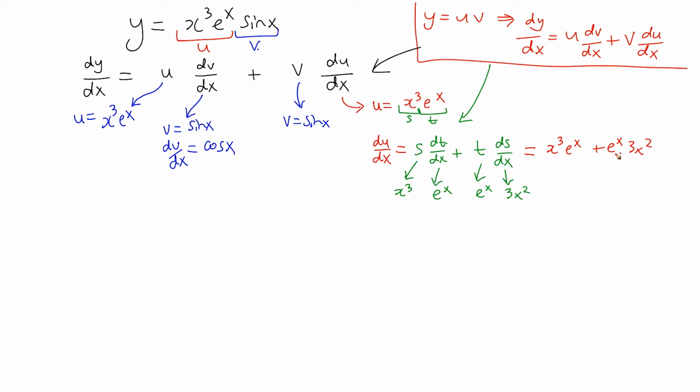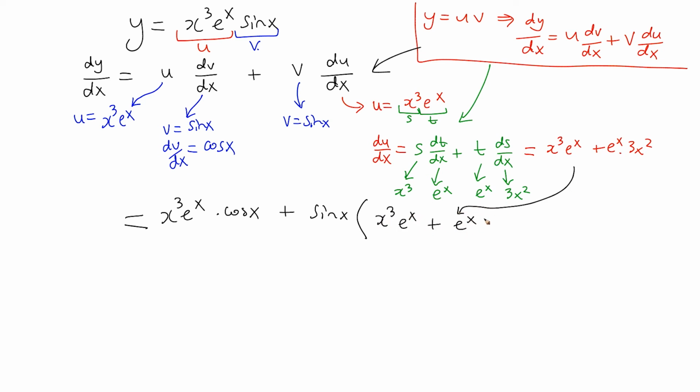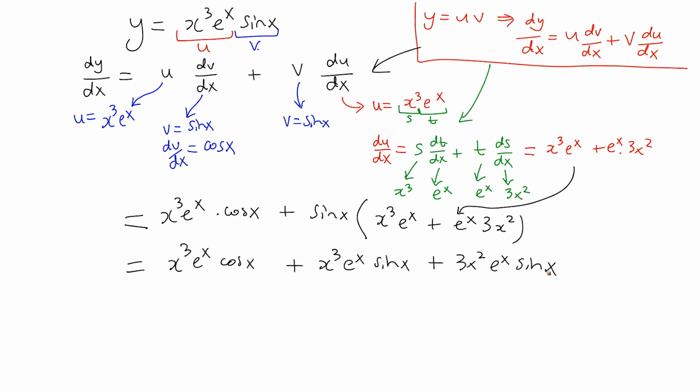So I think we've got all the pieces we need to put it back into our original expression. So let's transcribe that carefully. Plus v, and that was, let's bring that in here, x cubed e to the x plus e to the x times 3x squared. And if you like, you can just simplify this quickly and get, that should be the answer.